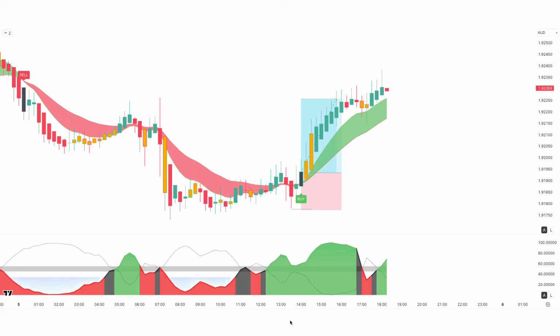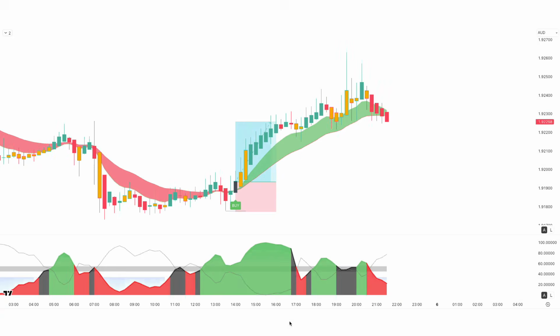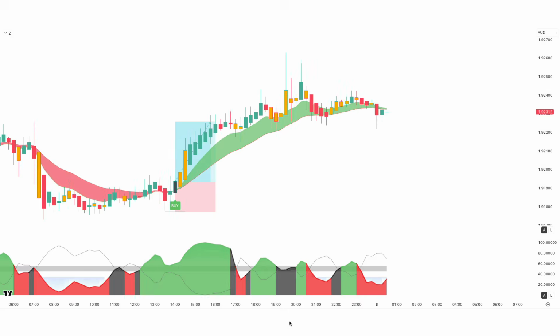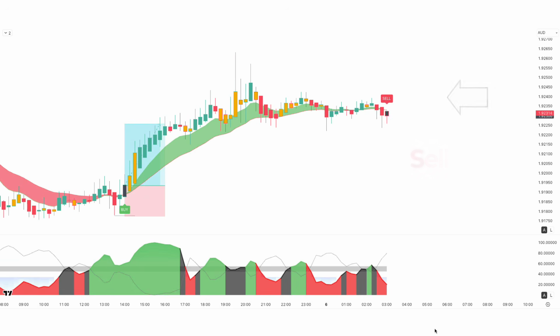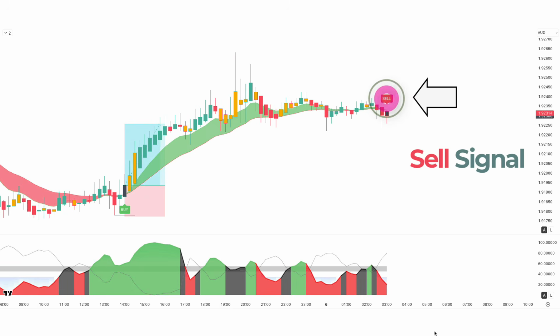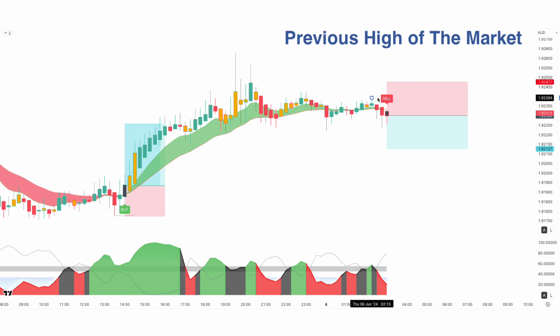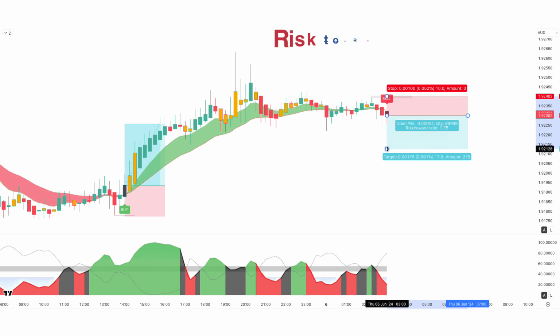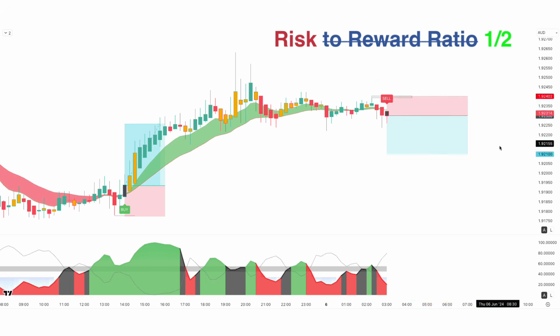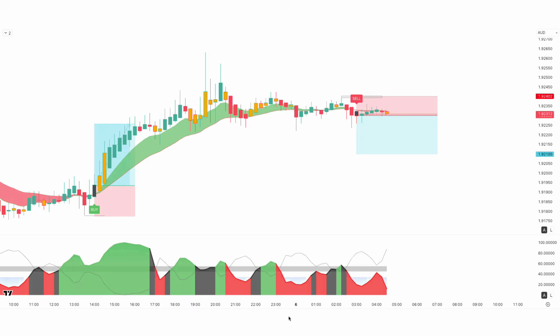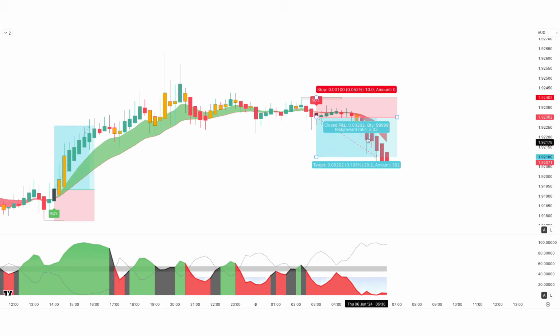Let us now understand the short position. When the Sniper Entry Exit arrow down of this indicator is a sell signal, when the Adaptive Average Sentiment Oscillator is in the red area, and when the market forms a bearish candle, if this condition is fulfilled, then we will place a sell order. Our stop loss is to be placed at the previous high of the market, and the risk to reward ratio will be 1:2. The market has completely hit the target.